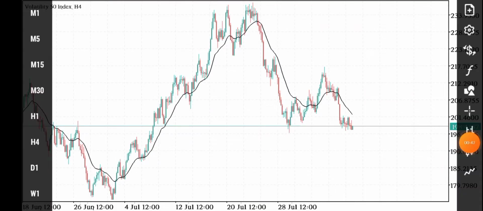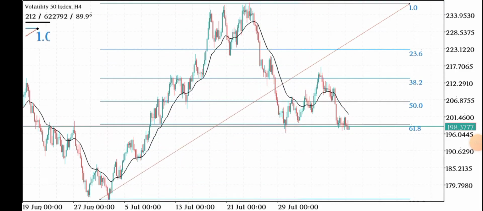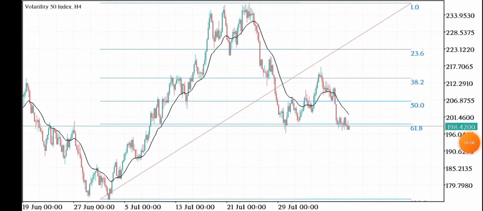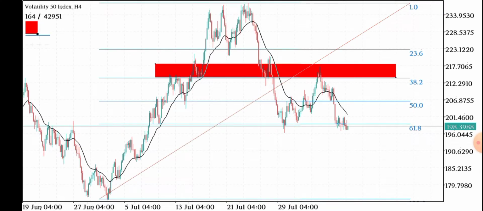So the first thing I did was to plot my Fibonacci retracement on my chart to know the possible market structure zone. The second thing I did was to find out my key levels in the market. So I spotted this as my key level.